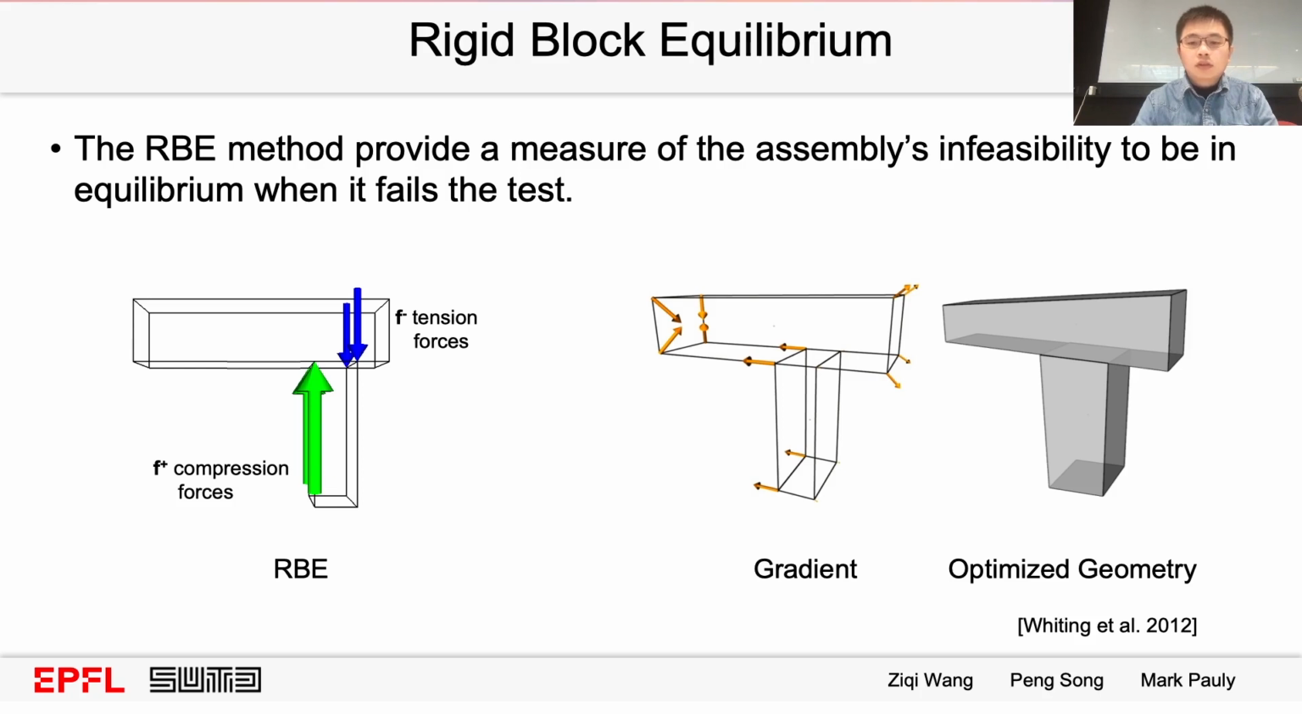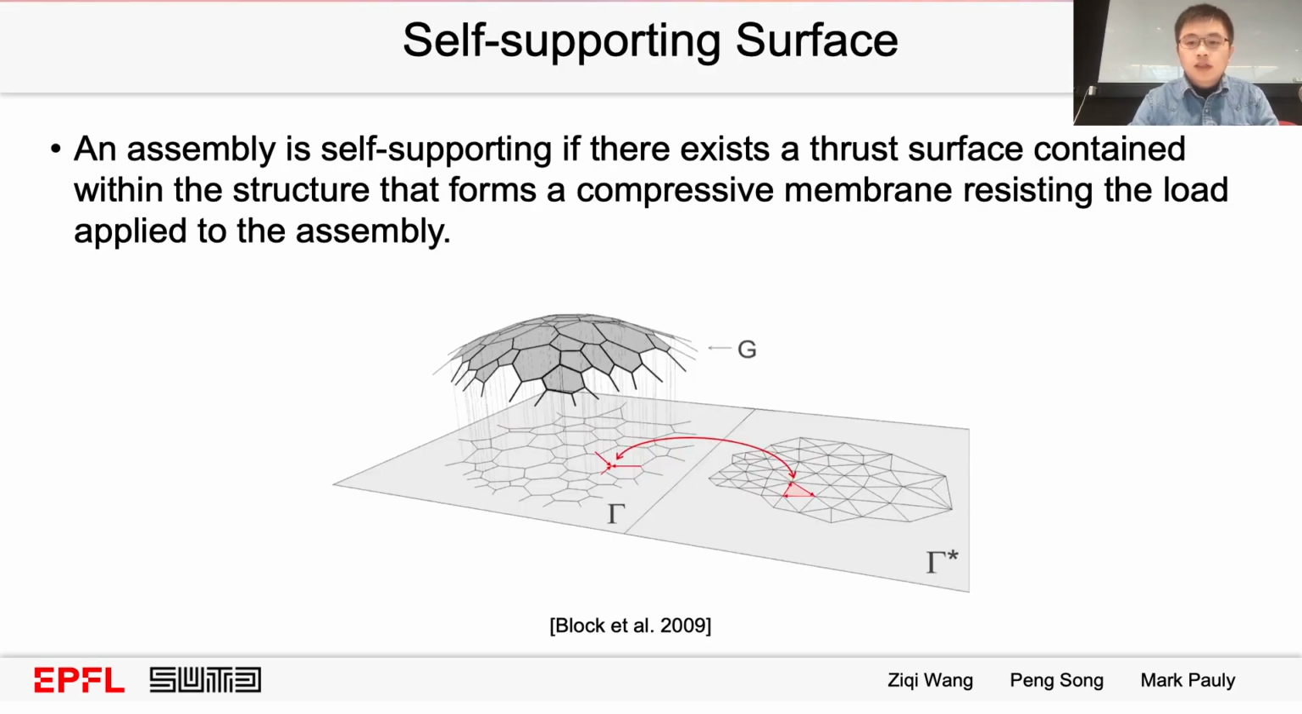The key is to compute the derivatives of the energy with respect to the design parameters. They minimize the energy to find physically plausible assemblies by using gradient descent. For self-supporting surfaces, the truss network analysis developed by Block and their colleagues is a well-known graphical approach. Here, G is the target compression shell and tau is the 2D projection. Tau star is the dual graph of tau.